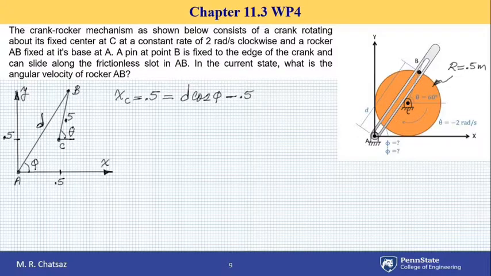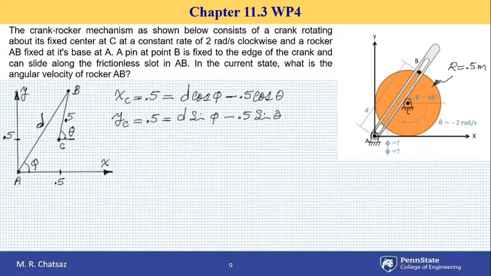0.5 cosine of theta. Then I can do a similar thing for y coordinate of point C, which is already known to be the same as radius of the circle, 0.5, and that is d sine phi minus 0.5 sine theta. And that's actually phi, not phi. That's not an English letter, so I don't want to pronounce it as phi.